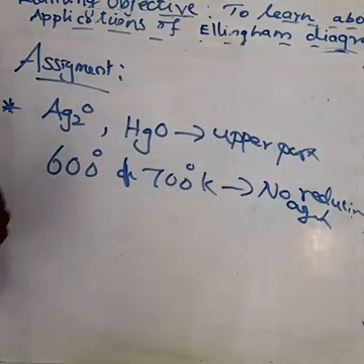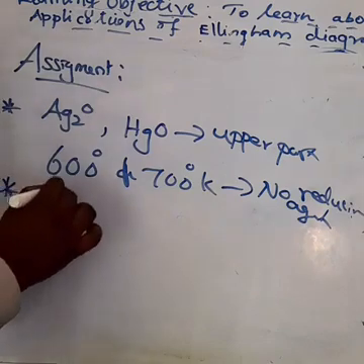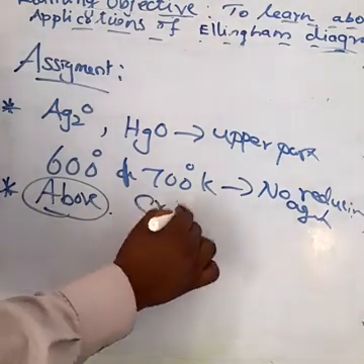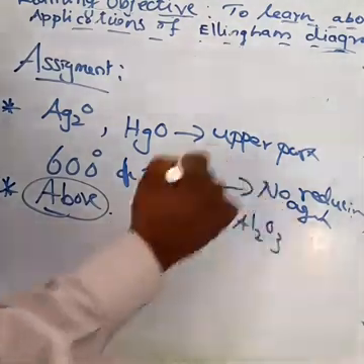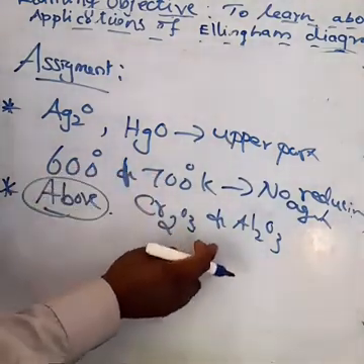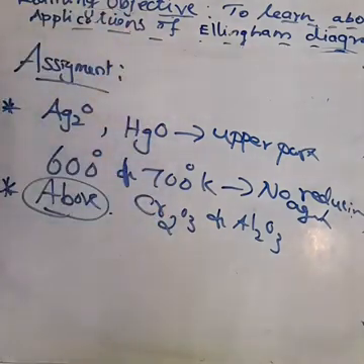Second, the important point is that any metal can reduce the oxides of other metals that are located above it in the diagram. For example, chromic oxide and aluminum oxide. Here, aluminum oxide is more stable than chromic oxide. The reason is that the formation of chromic oxide lies above that of aluminum oxide.